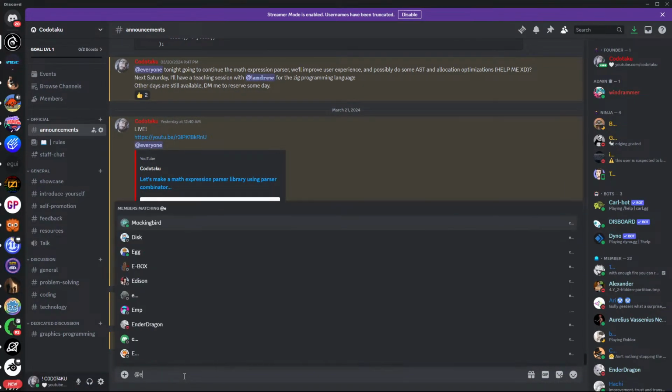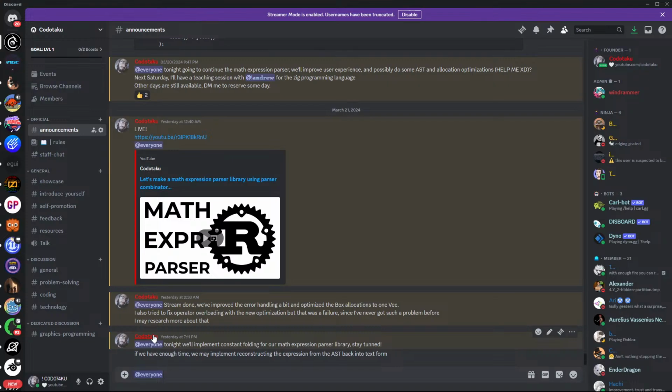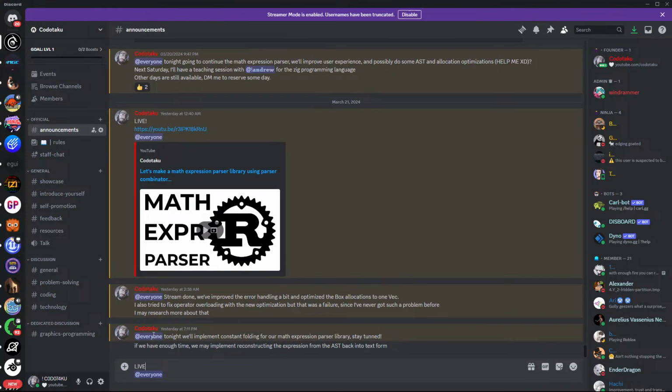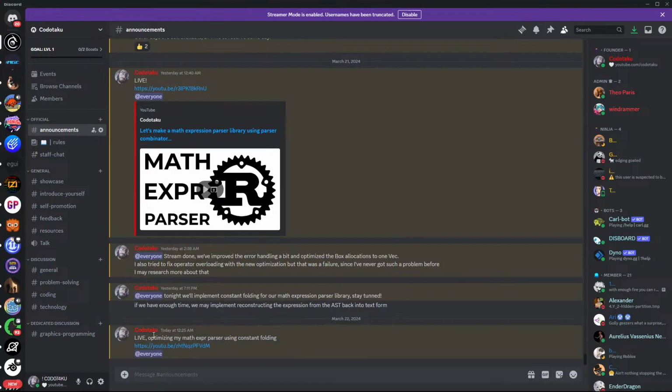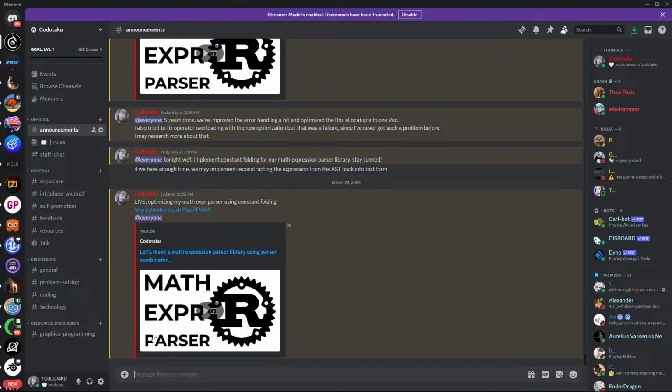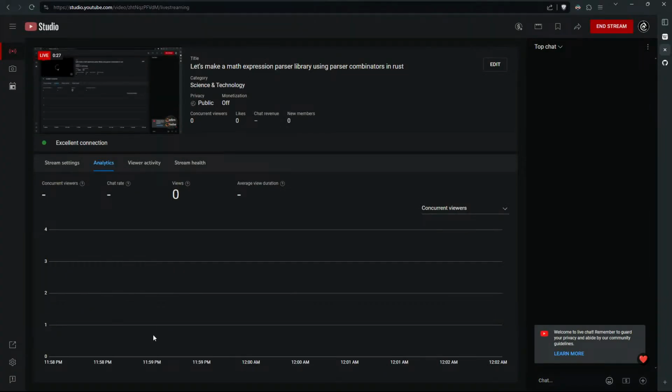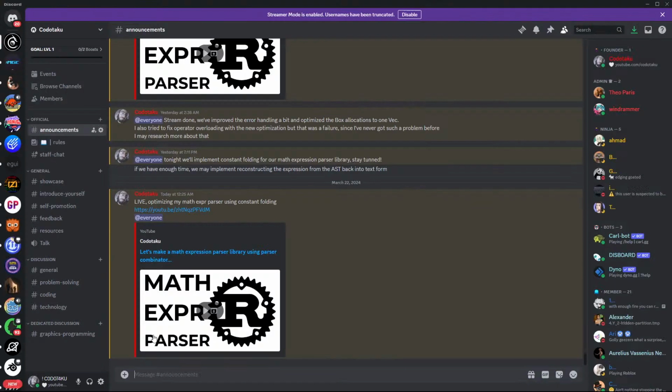Alright, so today we're optimizing my math expression parser using constant folding. This is the first time I'm going to do such an optimization. In fact, this whole parser stuff is new to me, and it was a lot of fun, and it's going to be even more fun today with optimization.